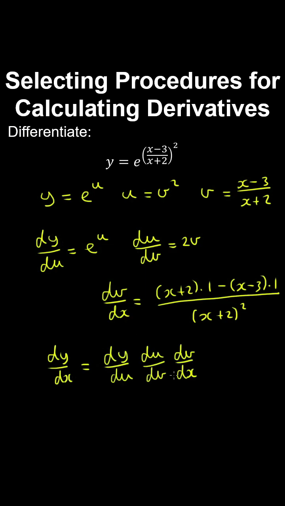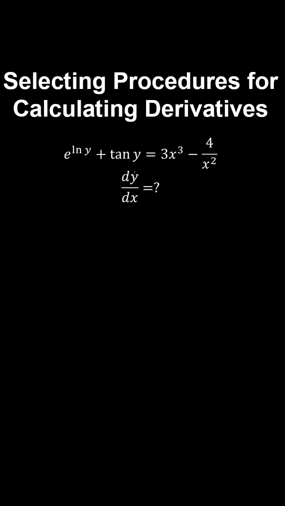And once you substitute for these derivatives, you can back substitute for u and v to get the derivative in terms of x. Let's find the derivative of y with respect to x. And because we have functions of y, we can use implicit differentiation. So for the first term, we have e to the natural log of y, which is simply y. And differentiating this term with respect to x, we get dy/dx.